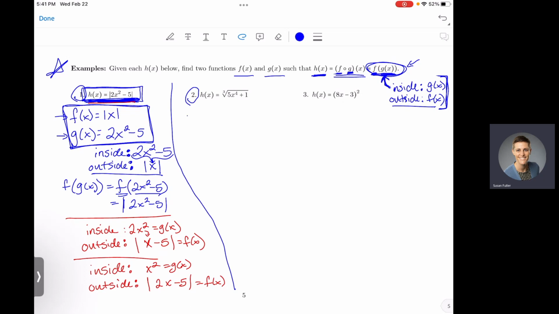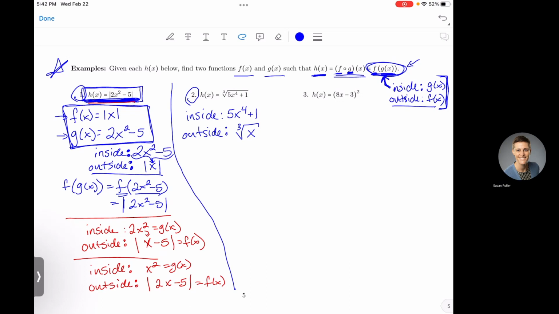Okay, so to do this one, again, we want to identify an inside function and an outside function. So what expression here in number 2 would you say is inside something else? Most of your brains are going to find 5x to the 4th plus 1. That expression is inside something else. Your outside function is going to be the thing that it's inside of, which here is a cube root. And again, if you're not sure what to do with that, just put an x in it, and that'll kind of fix that for you.